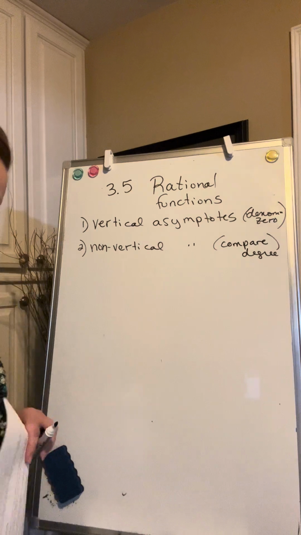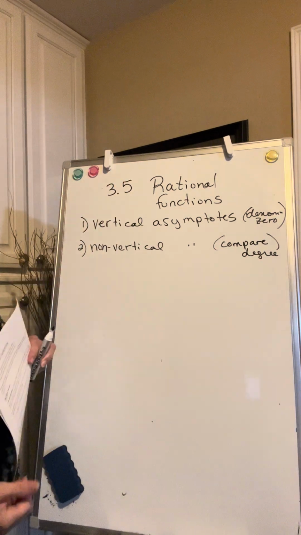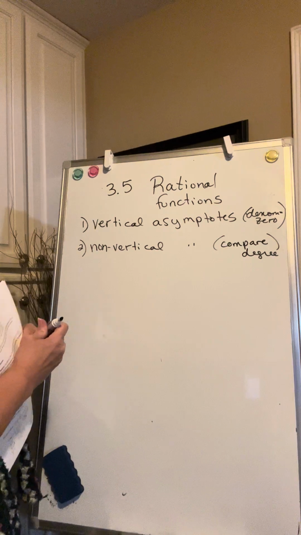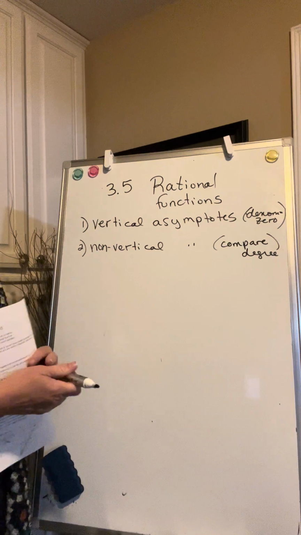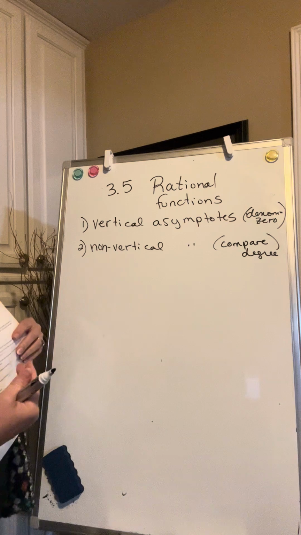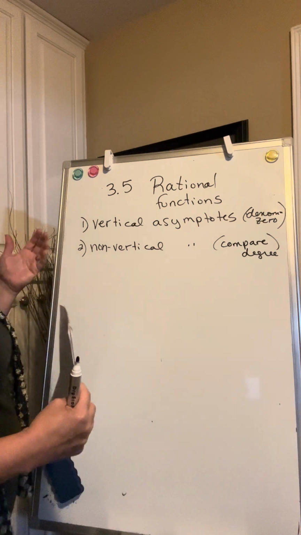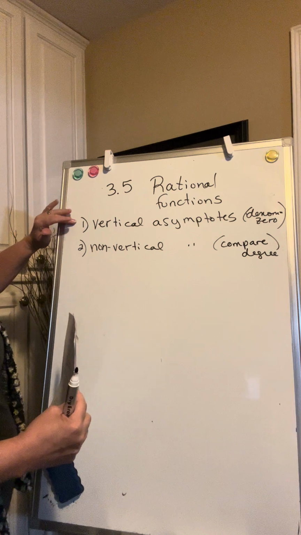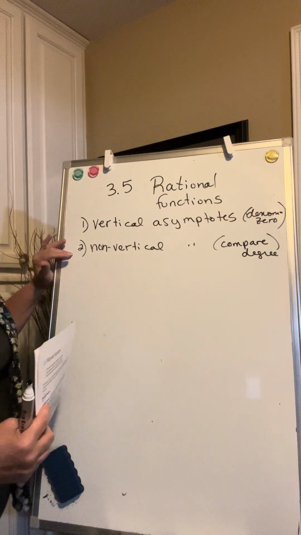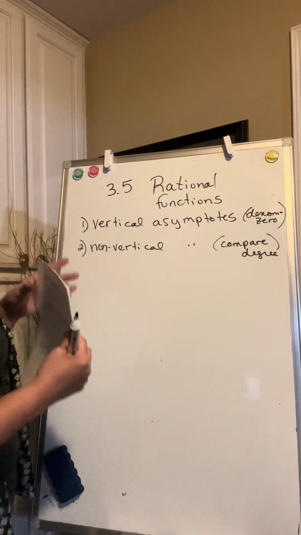All right, so in this section, we're talking about 3.5, the rational functions. And these are our fraction functions. They have these interesting breaks in the graph. The main rules that we went over in the last video are how to find the vertical asymptotes and then how to find the non-vertical asymptotes. These are our guidelines for the graph.